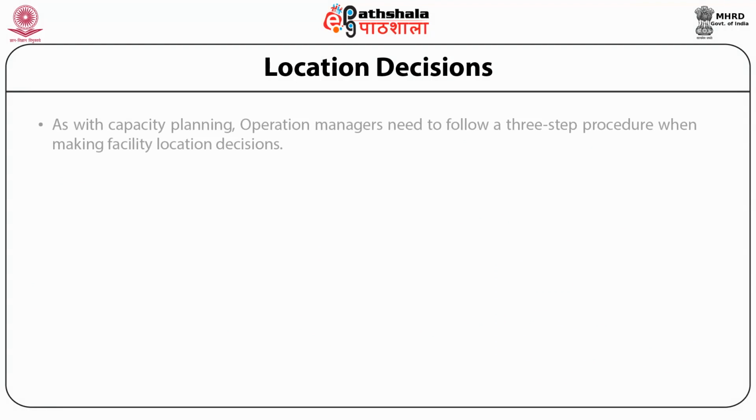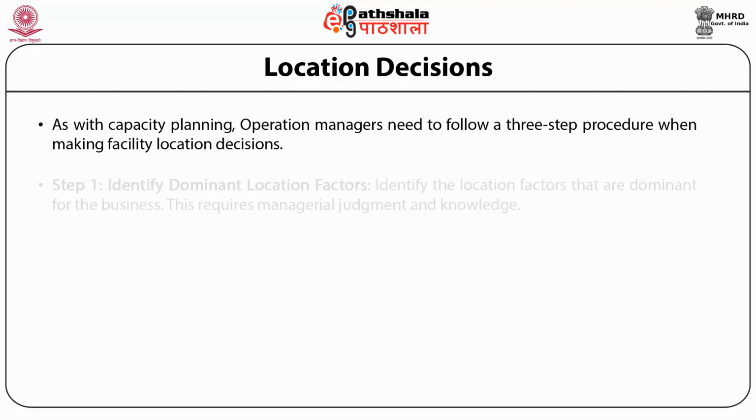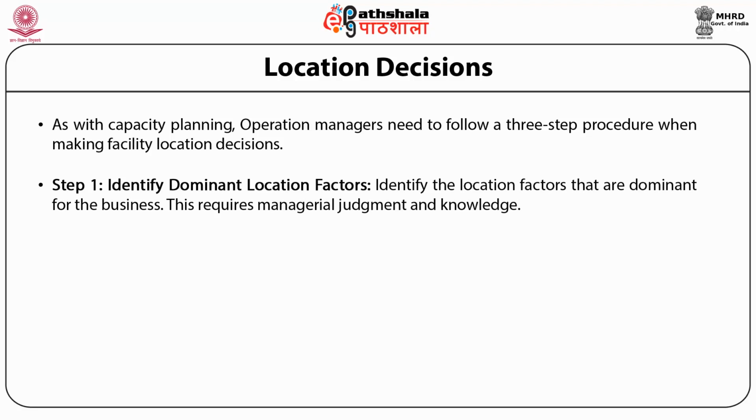Location decision. As with capacity planning, operation managers need to follow a 3-step procedure when making a facility location decision. These steps are as follows. Step first, identifying dominant location factors. Identifying the location factors that are dominant for the business. This requires managerial judgment and knowledge.